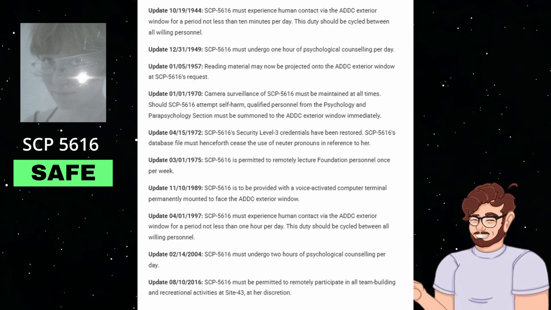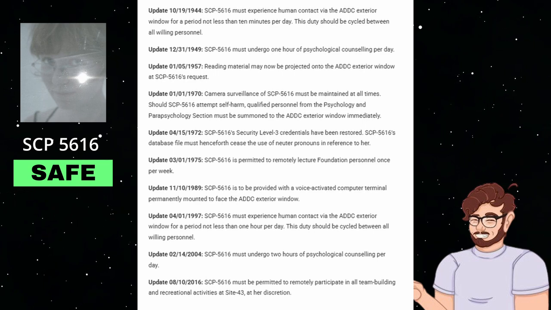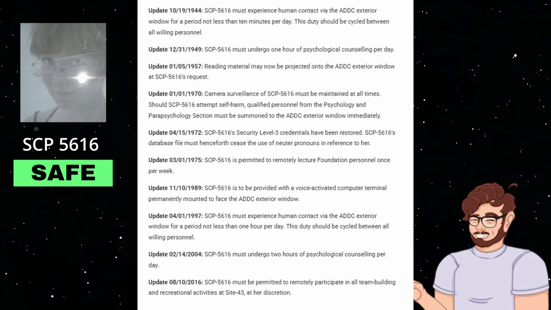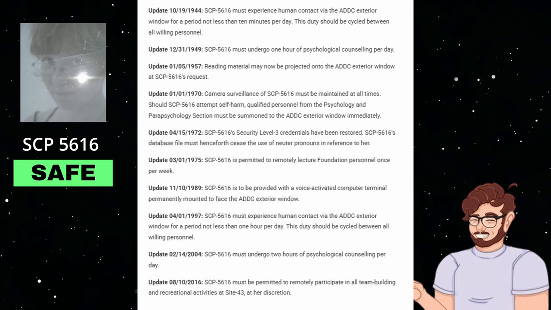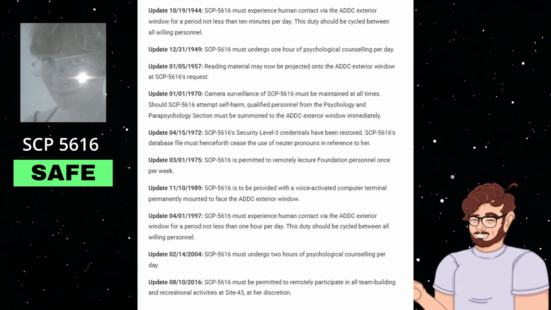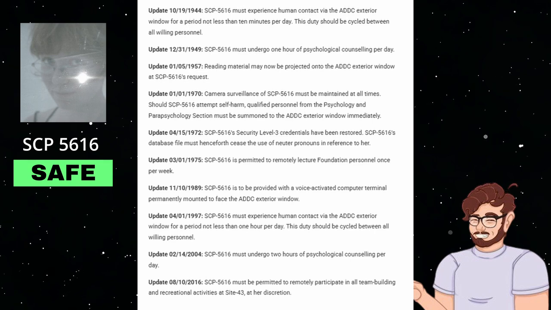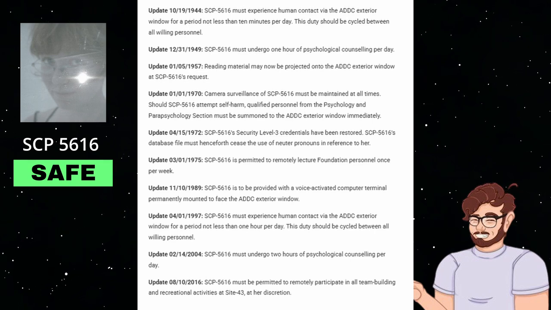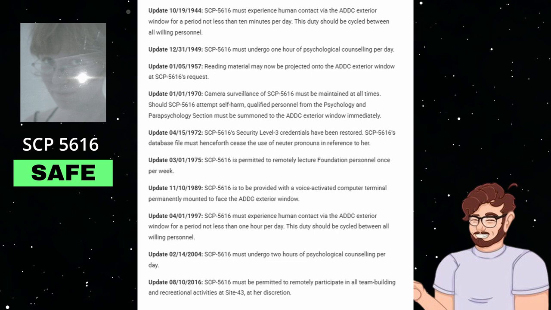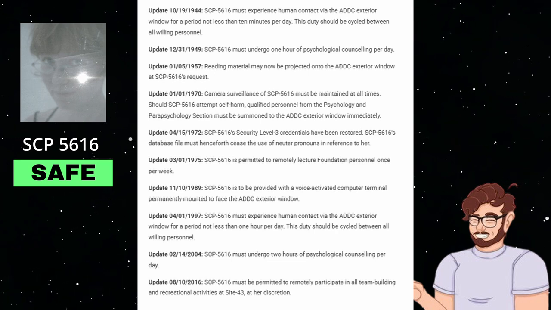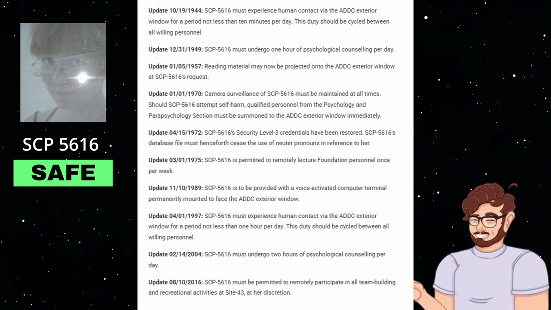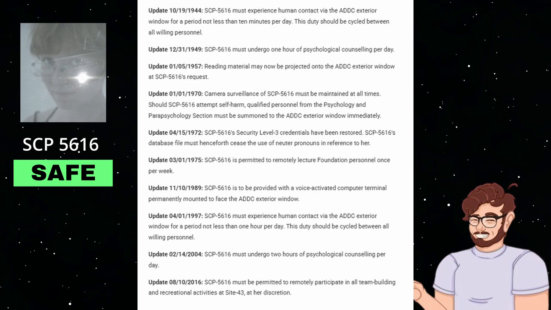5616 must experience human contact via the ADDC exterior window for a period no less than 10 minutes per day. The duty should be cycled between all willing personnel. 5616 must undergo 1 hour of psychological counselling per day. Reading material may now be projected onto the ADDC exterior window at 5616's request. Camera surveillance of 5616 must be maintained at all times.